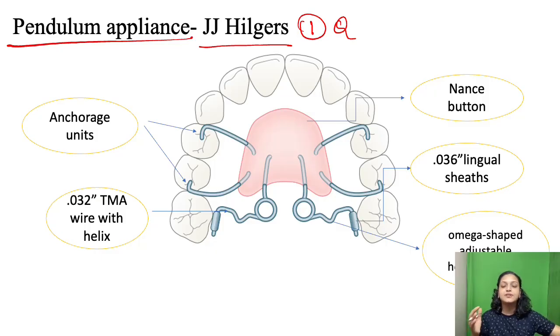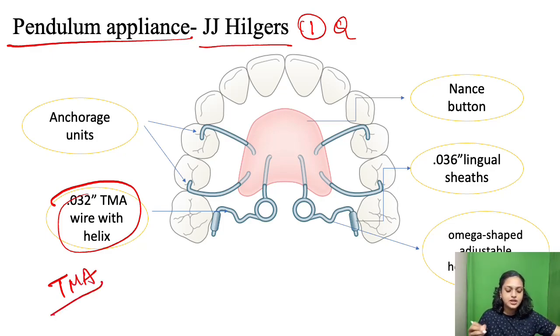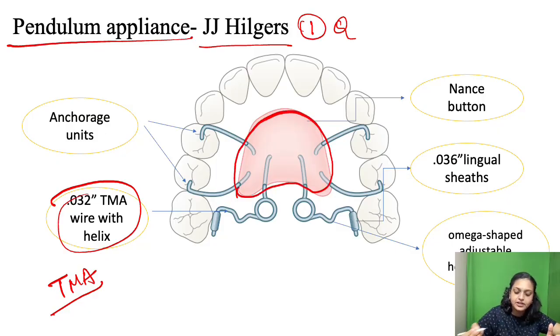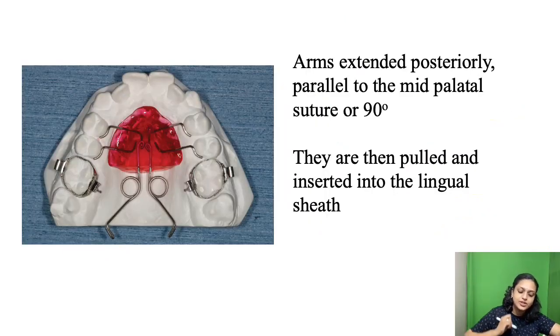So what is it made of? Pendulum springs are made of 0.032 titanium molybdenum alloy wires. These wires are the ones that are used for the pendulum appliance. So this is the construction of a pendulum appliance. It contains a Nance palatal button for anchorage, 2 supports on the premolars, and 1 pendulum spring. So this pendulum spring we activate. I'll just show you. This is how it is activated.